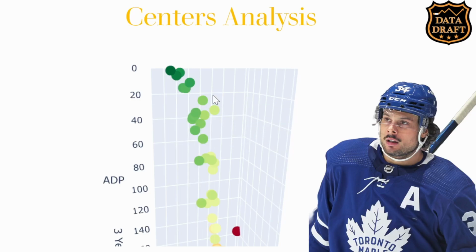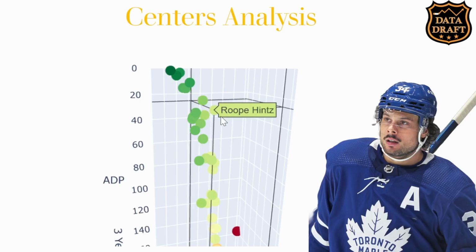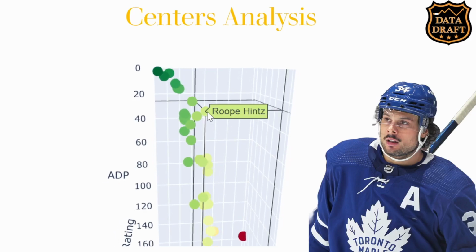Now, the way to look at the coloring is the darker the green, the better the 23-24 weighted rating. So the darker the green is what you're going to want to look for. And Rope Hintz, a little bit lighter shade of green, so a little bit less value for that ADP of mid-20s.